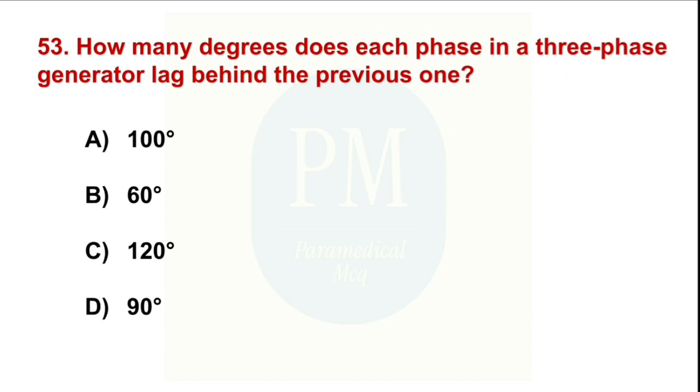How many degrees does each phase in a three-phase generator lag behind the previous one? Option A, 100 degrees. Option B, 60 degrees. Option C, 120 degrees. Option D, 90 degrees. The correct option is option C, 120 degrees.